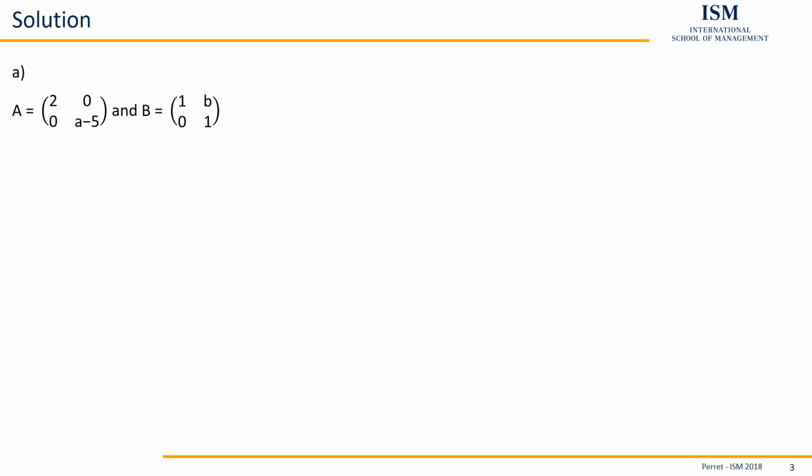So for A, it's 2 times a minus 5, giving us here 2a minus 10. And this expression is 0 when a is 5. So meaning, as we know, a matrix is invertible exactly when the determinant is different from 0. We can say matrix A is invertible for all real numbers except for 5. So this is the first part.